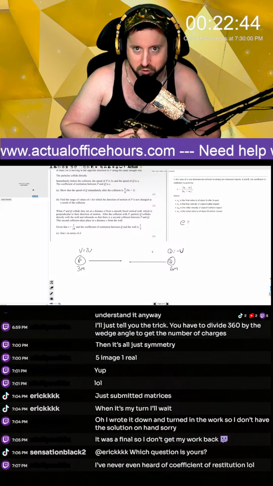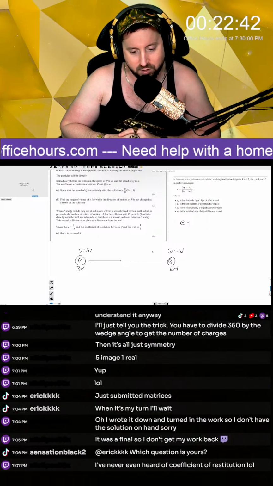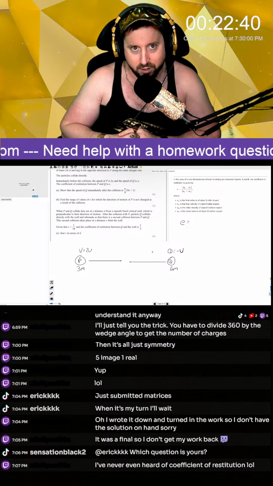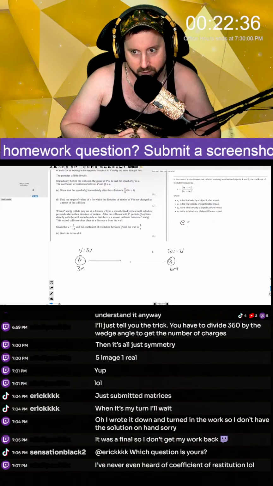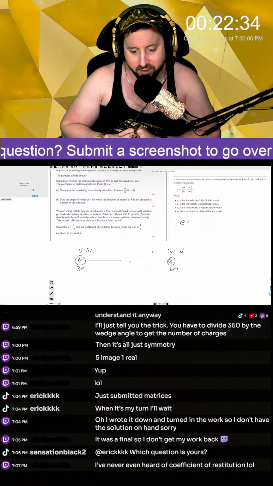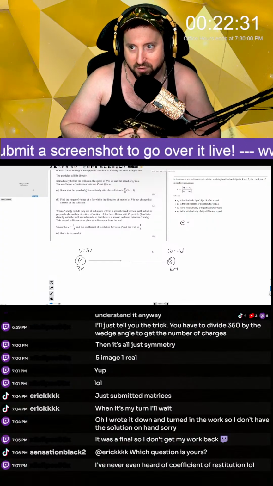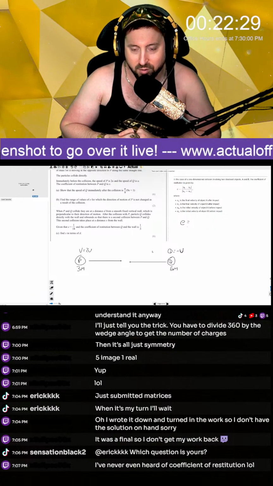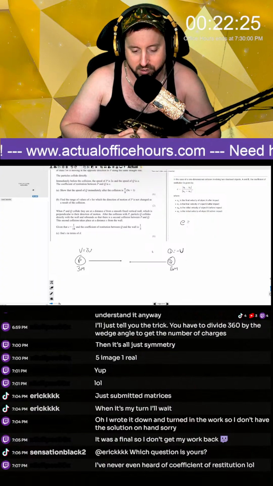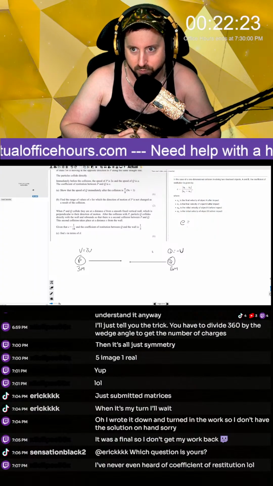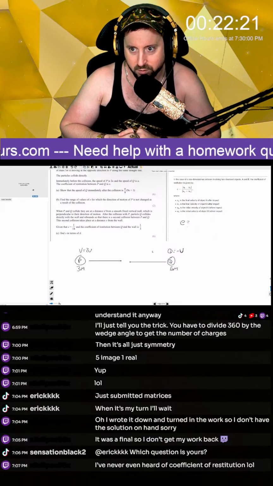You've never heard of coefficient of restitution? Yeah, they use it in the UK for sure. I don't know where Omari is from, but yeah. It's kind of a whack thing, but it's the ratio of the relative velocities afterwards versus the relative velocity before the collision.